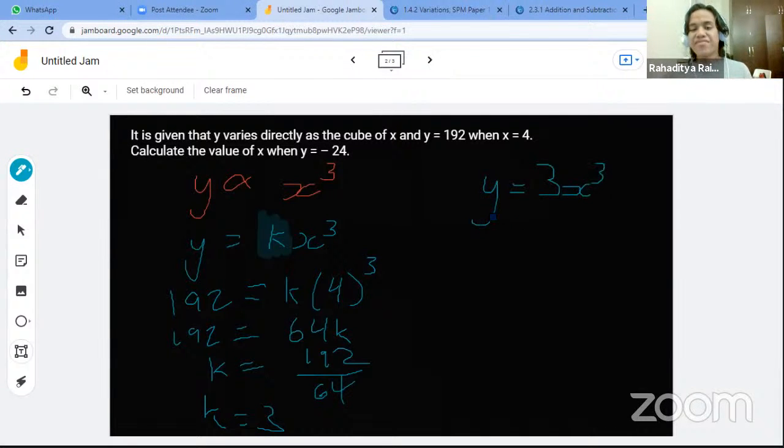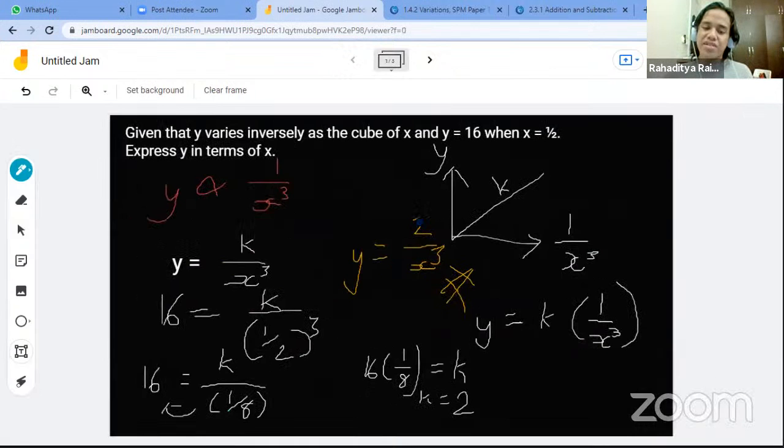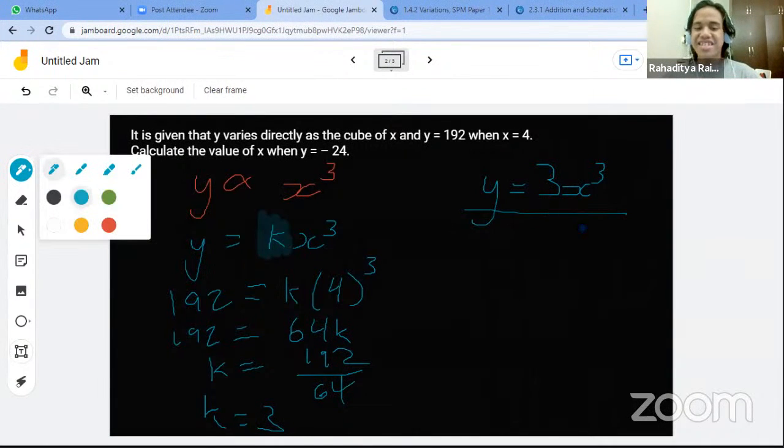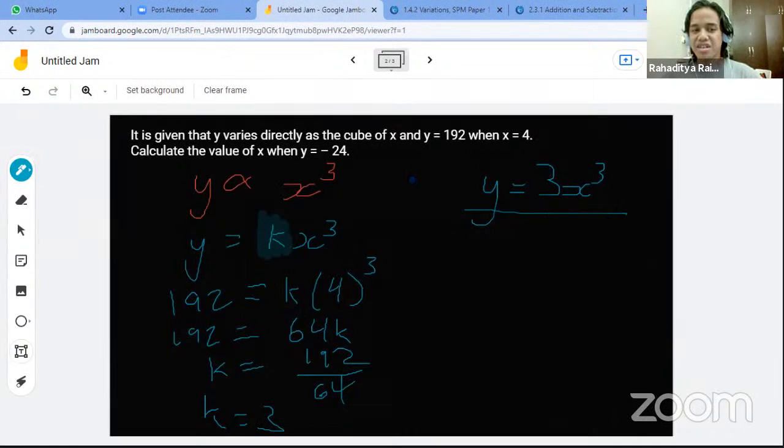Now, can I ask, will that be the final answer? Is this the final answer? Because just now we had y is equal to 2 over x cubed, and this was the final answer. But for this question, may I ask, will this be the final answer? Nope, nope, nope. Thank you. Oh my God, all of you answered this time. Okay, good. So yes, this will not be the final answer.